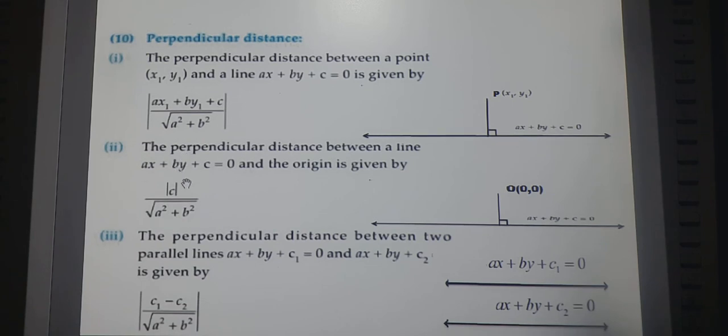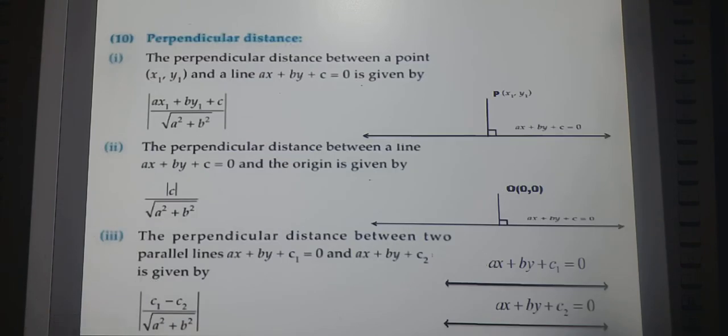Then second point, the perpendicular distance between a line ax plus by plus c equals to 0 and the origin is given by, here we consider any coordinate, that is x1 y1. If we have to find the distance of a line from the origin, then the coordinate of origin is 0 0, so we have to replace in this formula x1 0 y1 0. Therefore these first two terms get 0, we get only c upon under root a square plus b square.